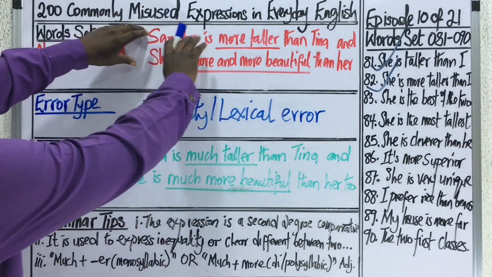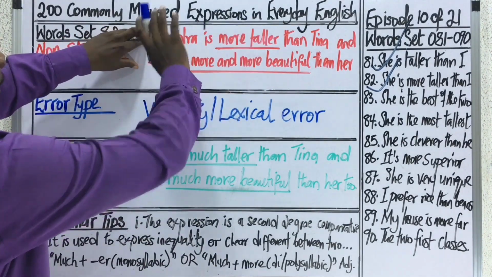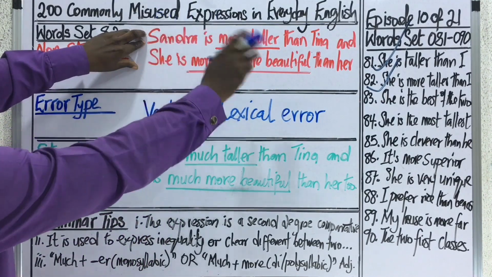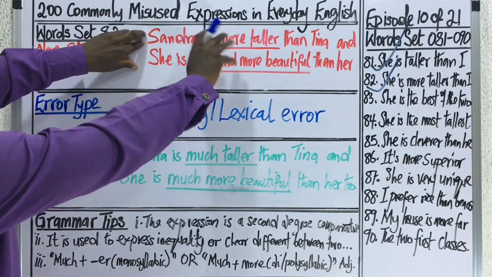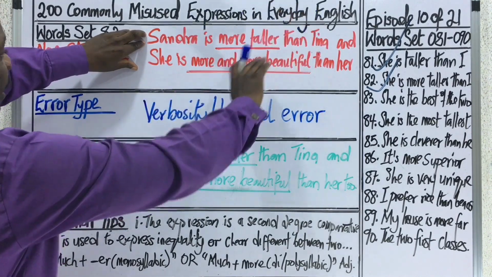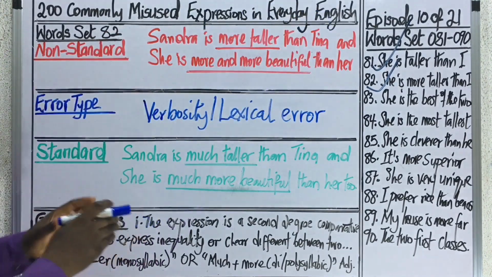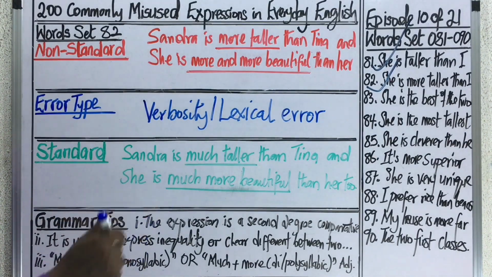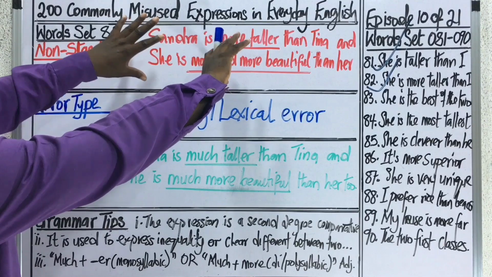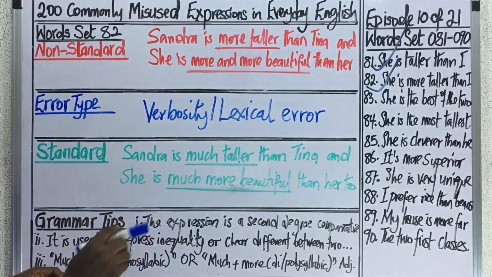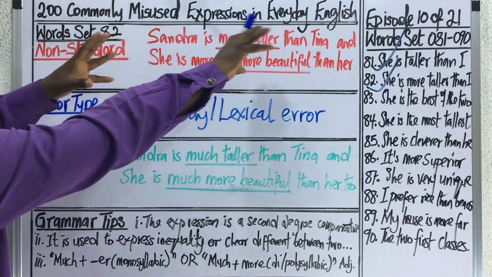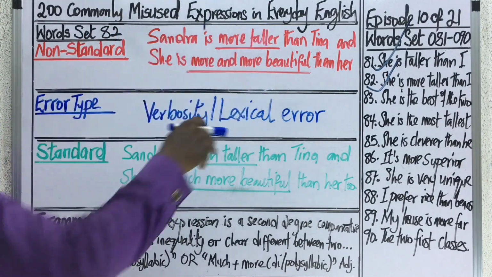Now, what we can infer from this expression is that the speaker is trying to emphasize the beauty of Sandra as well as the height of Sandra above the height of Tina and the beauty of Tina. So there is a case of emphasis and distinction. However, the words have been wrongly used. Before we now talk about the standard way to use these words, let us discuss the grammar tips.